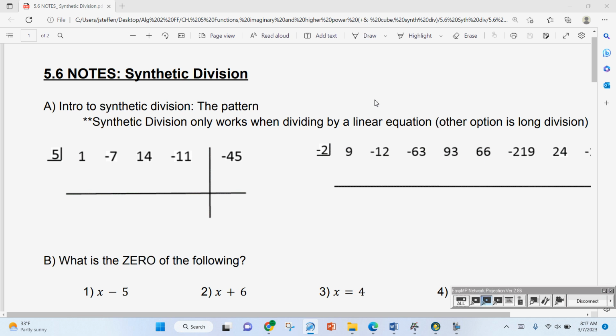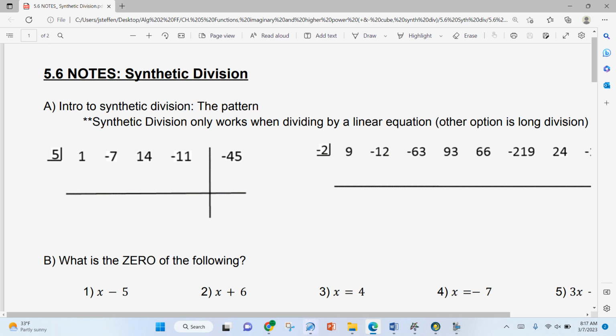It works for everything. Synthetic division is easier and quicker, but you can only use it when you're dividing by a binomial. However, for our purposes, we're just going to do synthetic division, so you won't have to worry about the ones you can't divide. So that's my little intro.